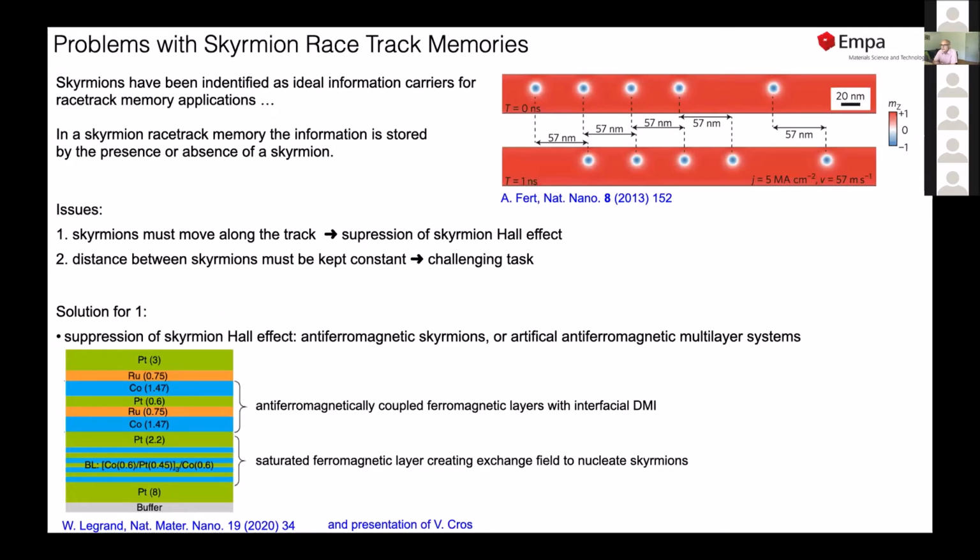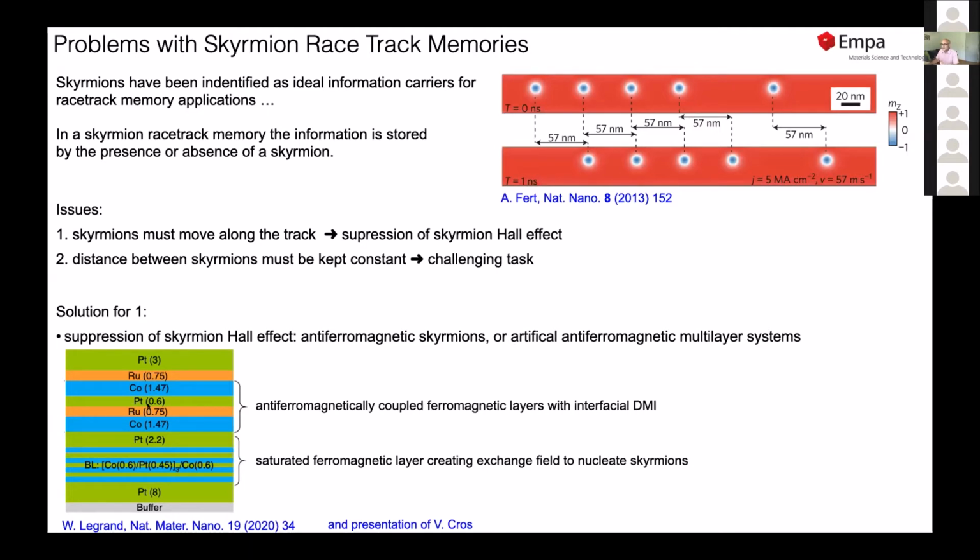Now the issue is that the Skyrmions must move along the track, so you must suppress the Skyrmion Hall effect, as we heard many times, and we also have to keep the distance between the Skyrmions, and this is a challenging task. So for the first problem, a potential solution has already been presented by Vincent, and you can also read their excellent paper. It's about coupling ferromagnetic Skyrmions anti-ferromagnetically together, and that annihilates the Skyrmion Hall effect.